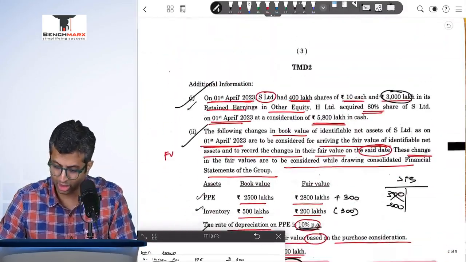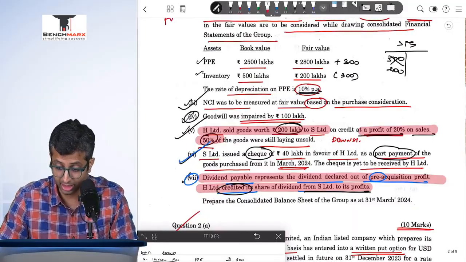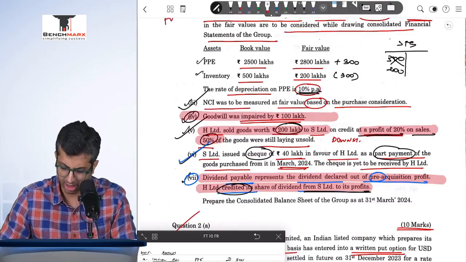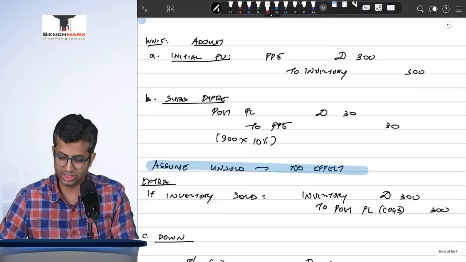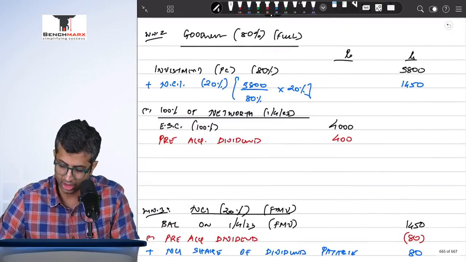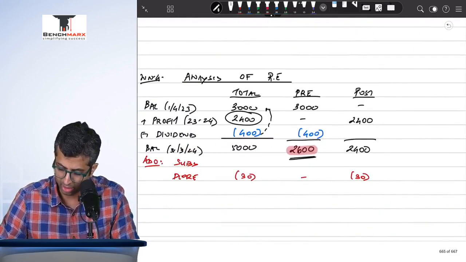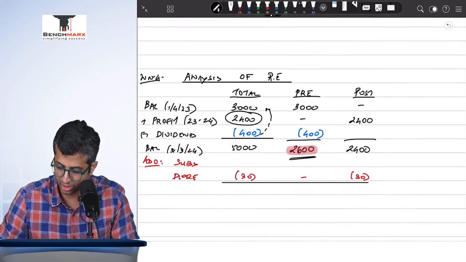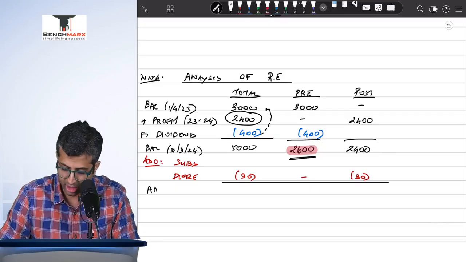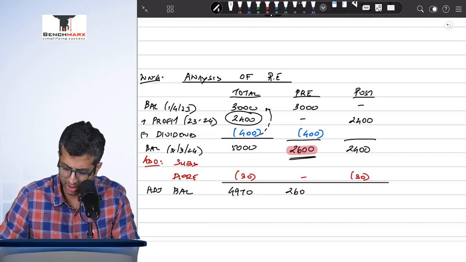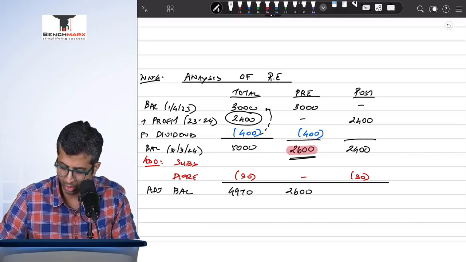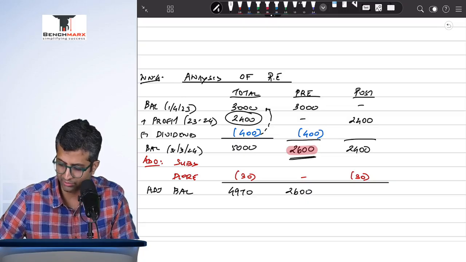You will scan through the question and see if there's anything remaining. Yes, sir, there is still goodwill impairment remaining. So you will first find the goodwill and then do its impairment. I will try to do the attribution after all of these adjustments to the extent possible. So you'll get the adjusted balance. The adjusted balance over here will be 4970. Over here will be 2600. And this will be 2400 minus 30, which comes to 2370.